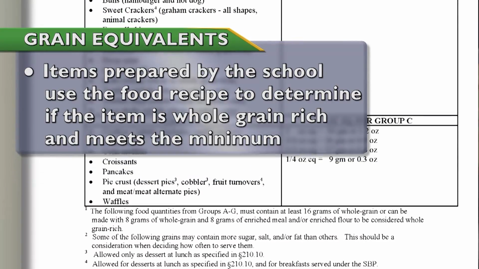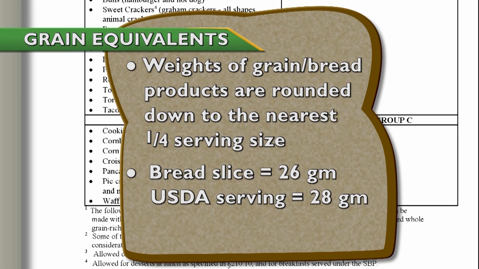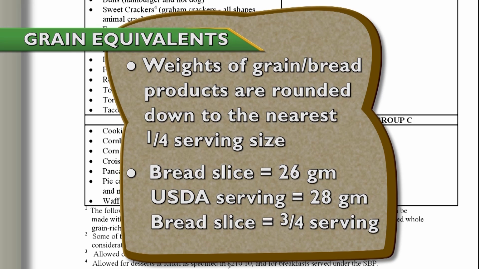Weights of grain bread products are rounded down to the nearest quarter serving size. In this example, a slice of bread weighs 26 grams, and the weight of 1 USDA serving is 28 grams. The slice of bread may count as 0.75, or 3/4 of 1 USDA serving of grains or breads.